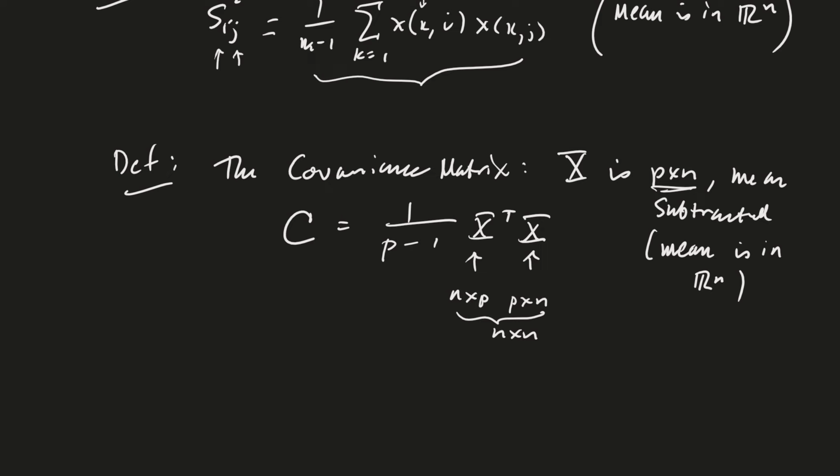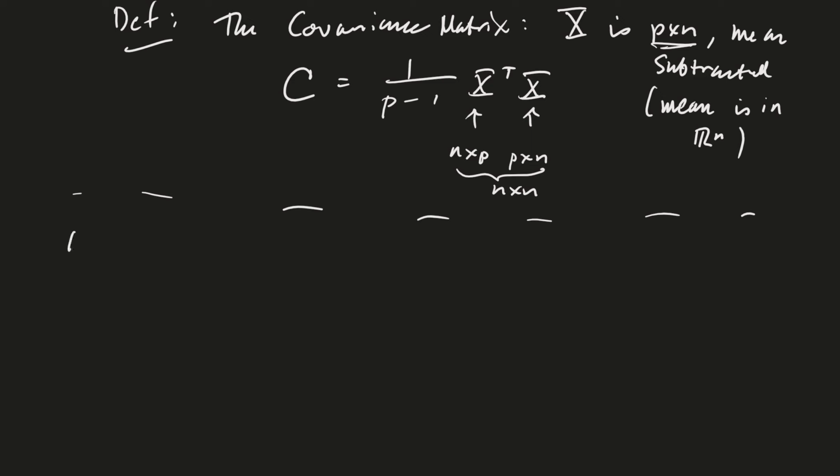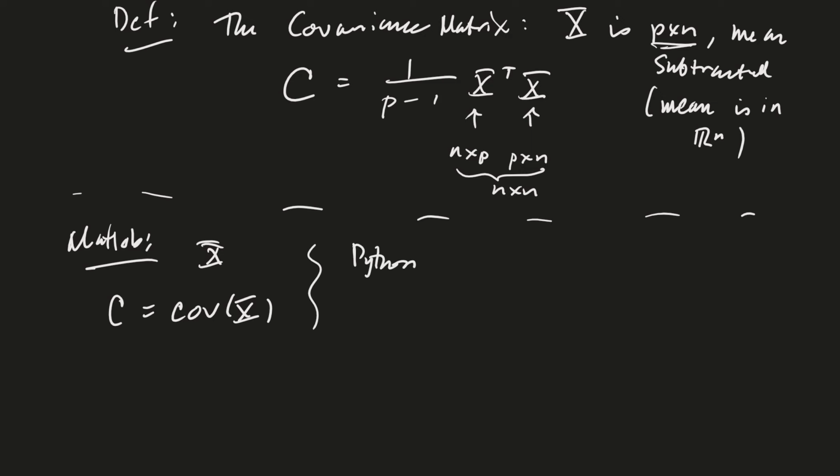And let's see. I guess while I'm here, let's go ahead and take a look to see what the command is in the 3 languages. In MATLAB, if I have X already written out as a P by N array, then C is just going to be the covariance of X. In Python, C is going to be np.cov, that's the NumPy covariance.